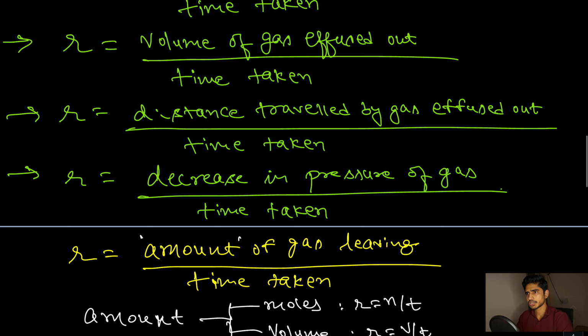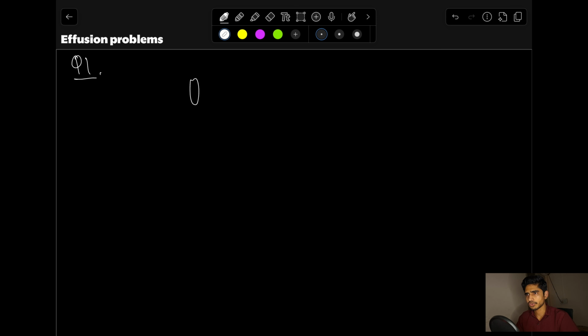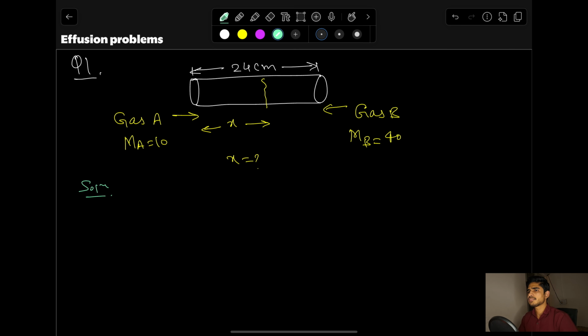So the most important definition remains the same, that rate is inversely proportional to the square root of density, which is inversely proportional to the square root of molar mass. So let's solve a problem. Here we have a 24 centimeter long container and there are two gases, gas A and gas B, with molar mass 10 and 40 gram per mole respectively. And at the center, let's say they meet, and x is the distance from the left end where they meet. We have to find this distance x.